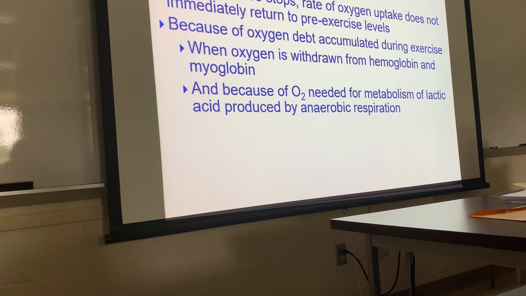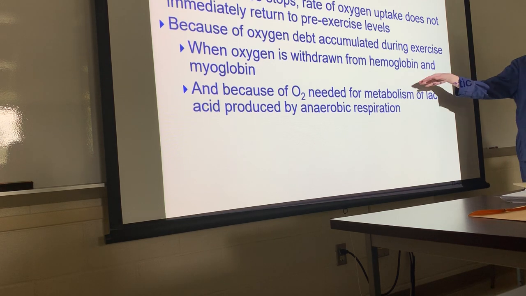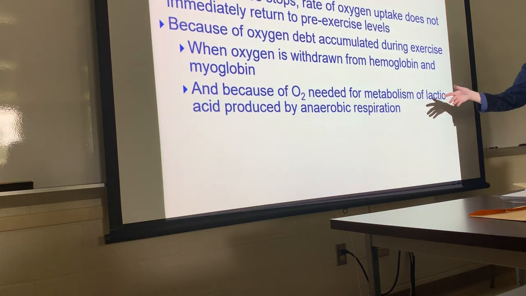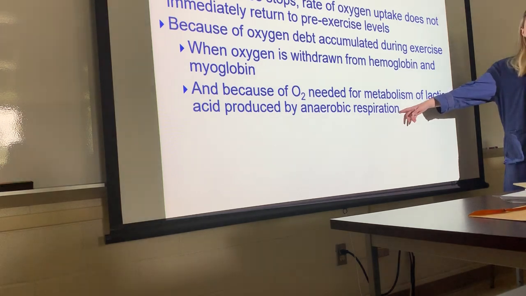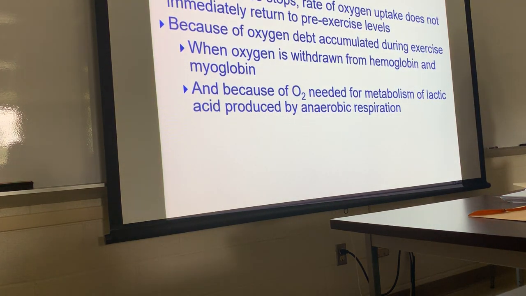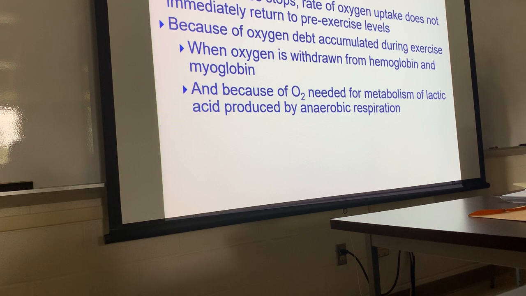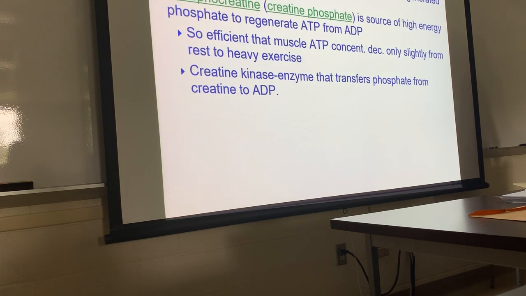Okay, so oxygen is withdrawn from hemoglobin and myoglobin. And again, myoglobin is like hemoglobin, but it's found in some skeletal muscle cells. And also because of oxygen needed for the metabolism of lactic acid, which was generated by anaerobic respiration. So we're going to need energy for the Cori cycle to occur as well. See where the metabolism part is important for this chapter? This is why we can't skip it.